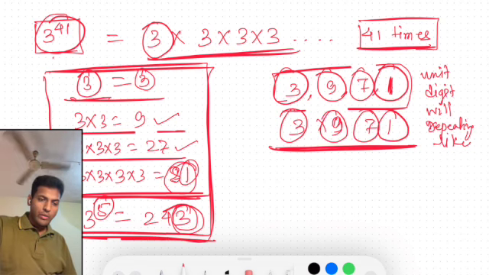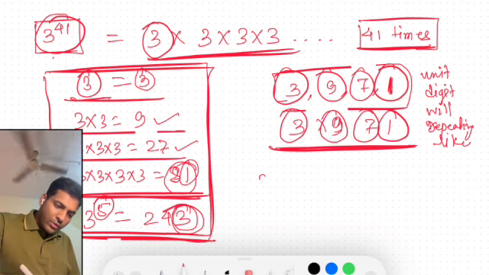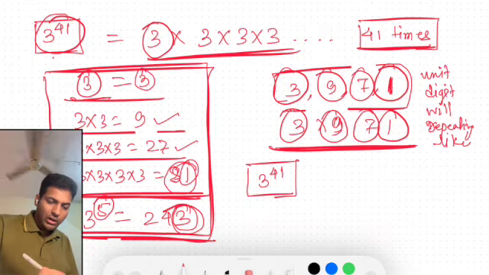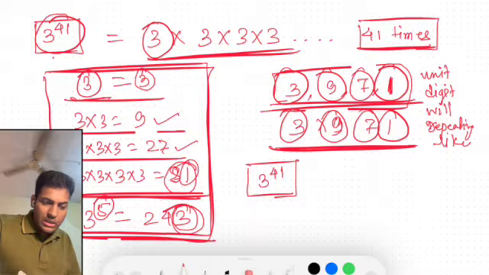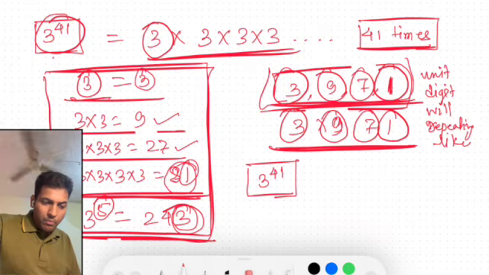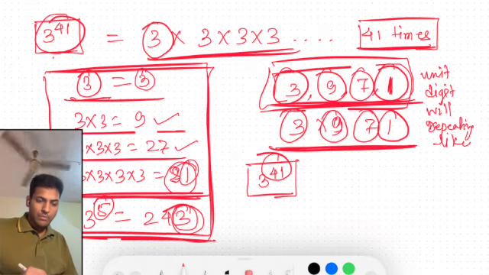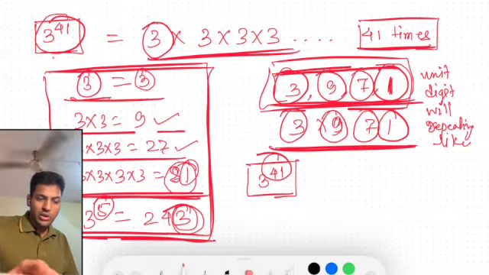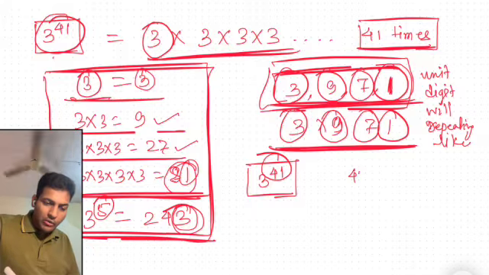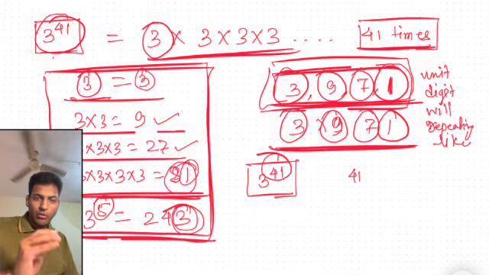So now what will we do? Suppose we have been asked to find the unit digit of this number, 3 to the power 41. We will try to find out how many periods of this block of 4 are there in this power. After 4 the unit digit is repeating. So in 41, how many 4's are contained? How will you find out?